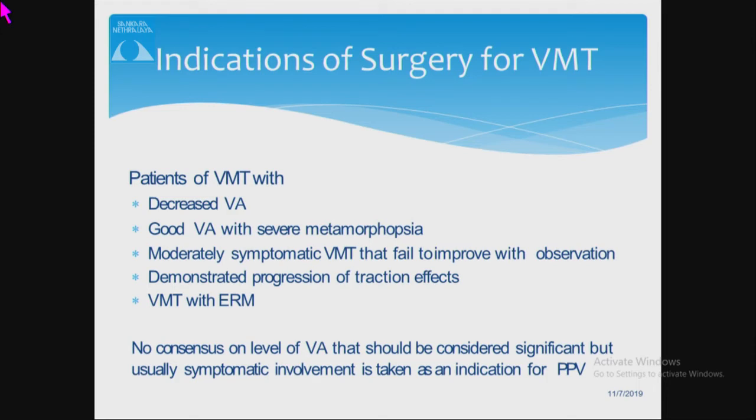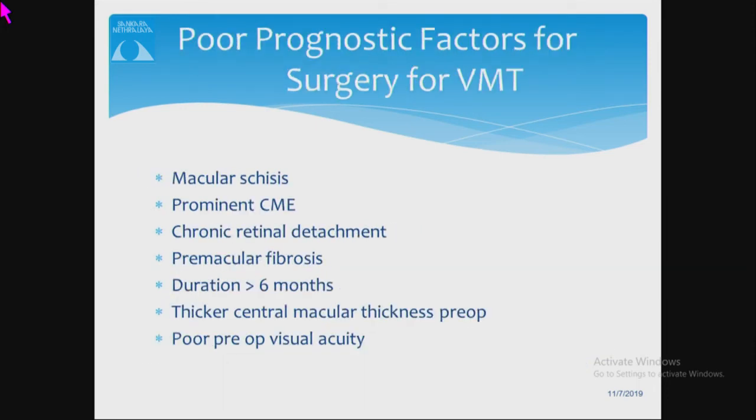The indications for surgery in VMT include patients presenting with decreased visual acuity, severe metamorphopsia, patients who fail to improve with observation or have demonstrated progression of traction defects, or VMT associated with ERM. Although no consensus on a significant level of visual acuity has been established, usually symptomatic involvement is taken as an indication for pars plana vitrectomy.